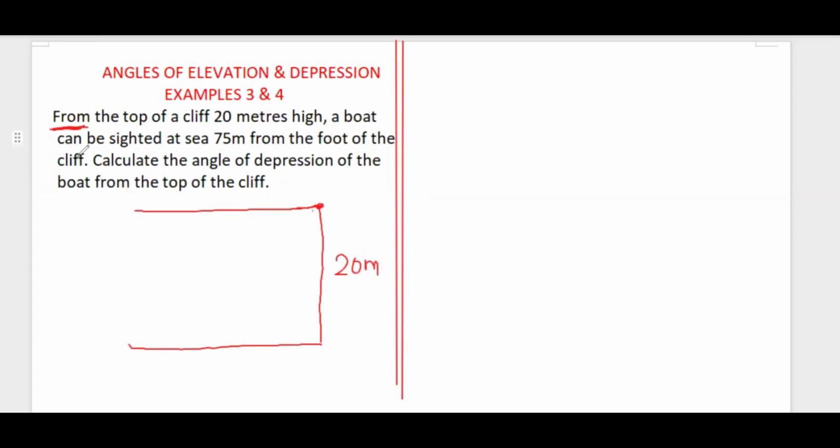And a boat can be sighted at sea, 75 meters from the foot of the cliff. That is, if the foot of the cliff is here, the boat will be here. This is the boat, which is 75 meters away from the foot of the cliff. So since the viewer is on top of this cliff, when the viewer has not viewed anything, we said this is the high level.